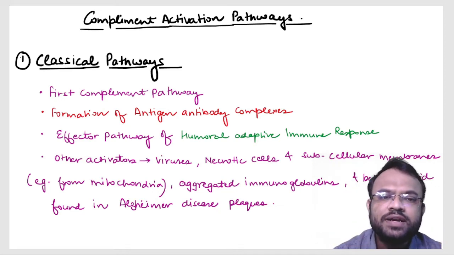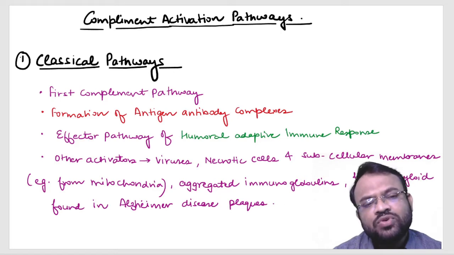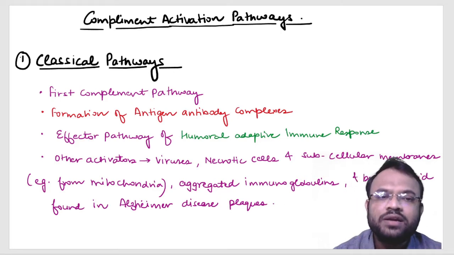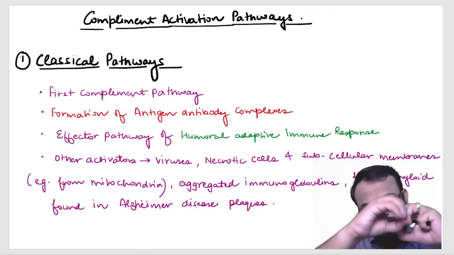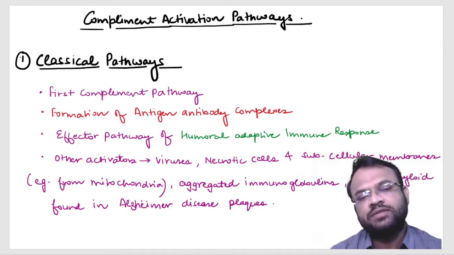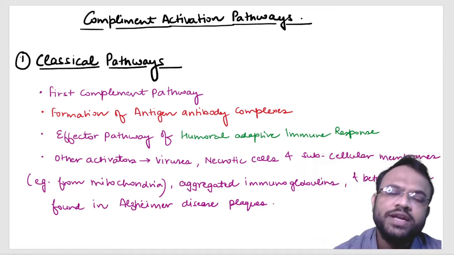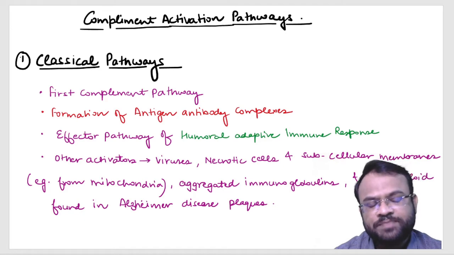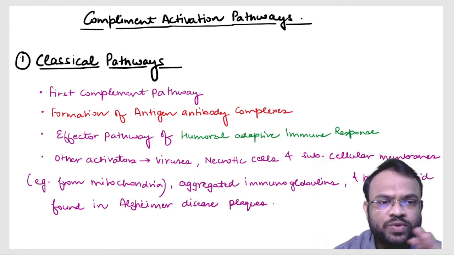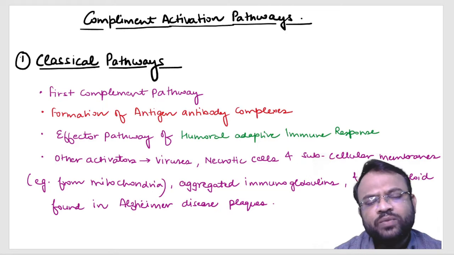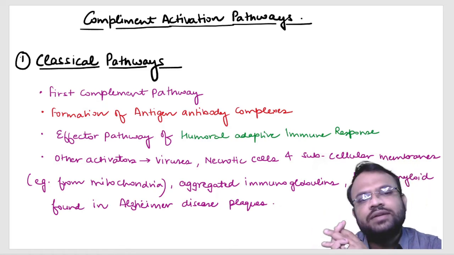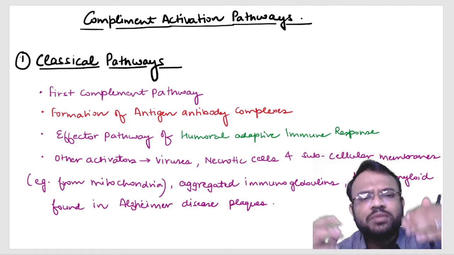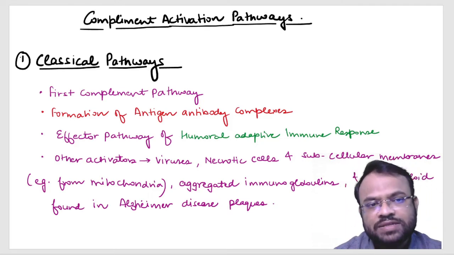Next is aggregated immunoglobulins. What does that mean? Immunoglobulins is a more technical term for antibodies. So when multiple antibodies have joined together, it will also lead to the activation of the classical pathway. Now let me introduce one more important thing: whenever immunoglobulins are aggregated, it is important to understand that not many immunoglobulins have the capacity to aggregate.